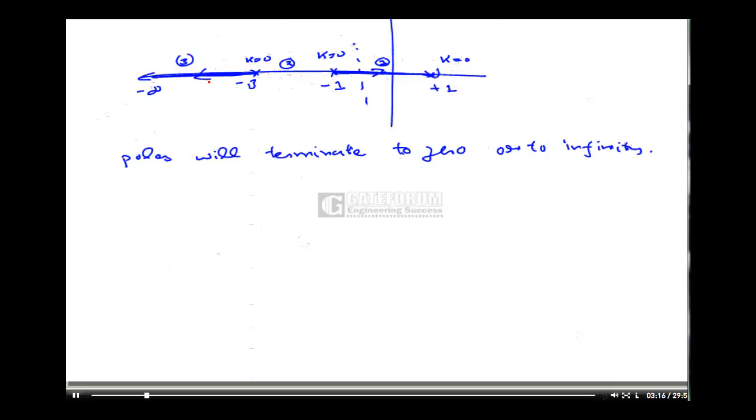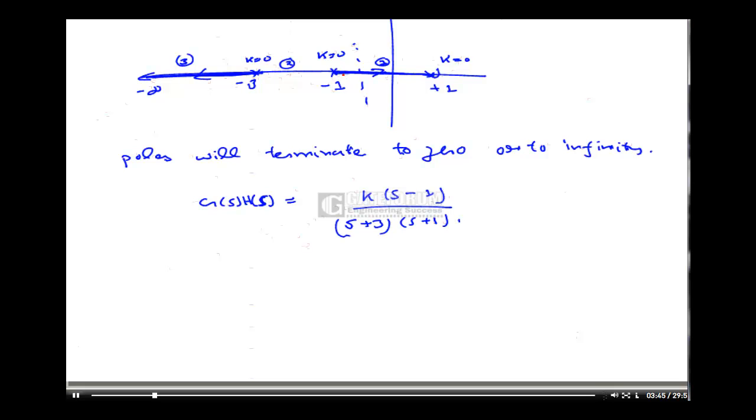Now see, the pole which is terminating towards infinity has one asymptote, which is again the same. That's why the number of asymptotes here is 1. So if I write the open loop equation for this, suppose G(s)H(s) equals k times (s minus 1) upon (s plus 3)(s plus 1).